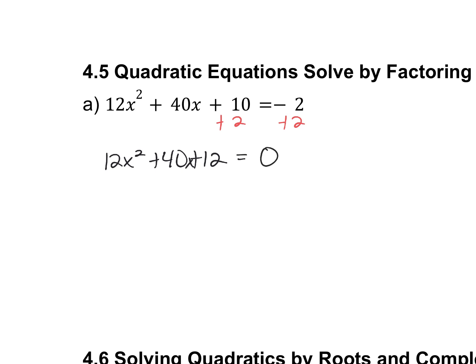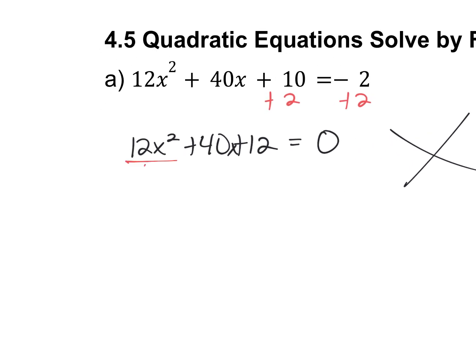Okay, so now you could go ahead and factor using the trinomial product sum thing. But these numbers are kind of big, so let's see if there's a GCF we can take out of it. And it turns out there is. We can take a 4 out of all of these. So this becomes 4 times 3x squared plus 10x plus 3.